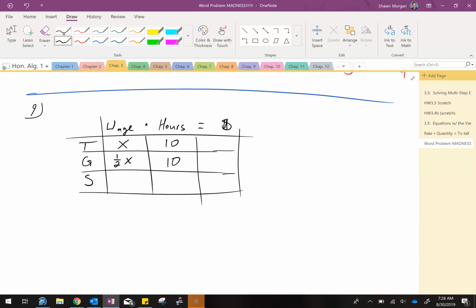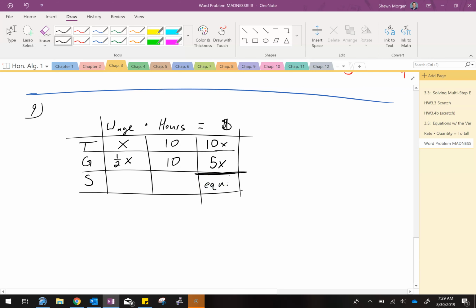Now his sister, it says, his total weekly wages are $150 more than that of his younger sister. So how do I calculate his total weekly earnings? Well, let's look at it. I would actually multiply from left to right and get 10X. I'd multiply from left to right and get 5X. And that totals up to how much?